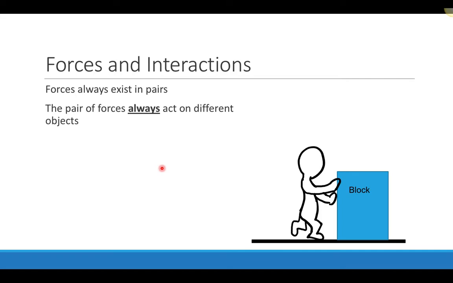Those pairs of forces always act on different objects. So if you're going to look at Newton's third law, you have to be able to identify two separate objects, and you have to be able to look at the forces that are being applied between those two objects. And that's going to help us identify a pair of forces according to Newton's third law.